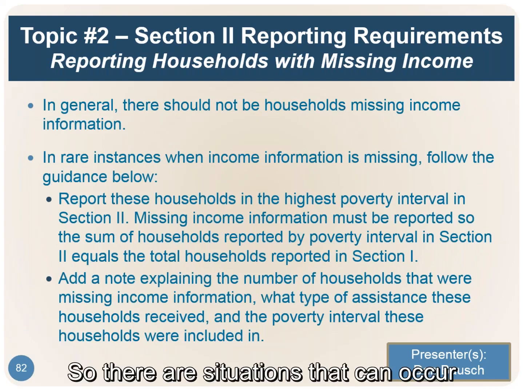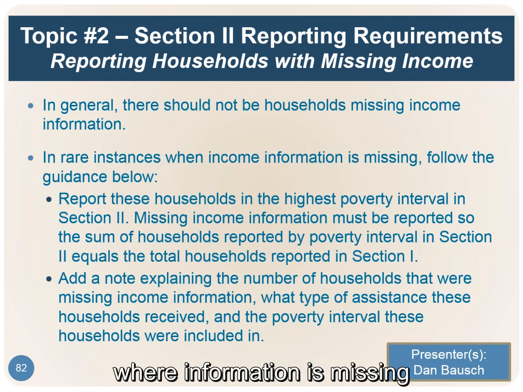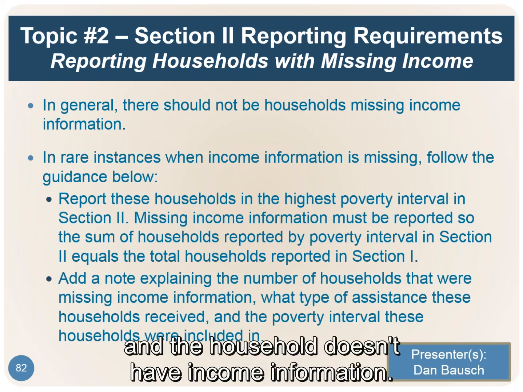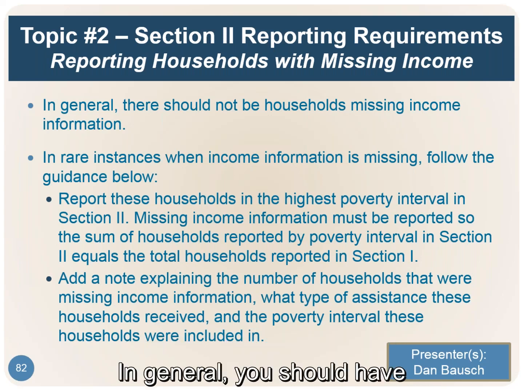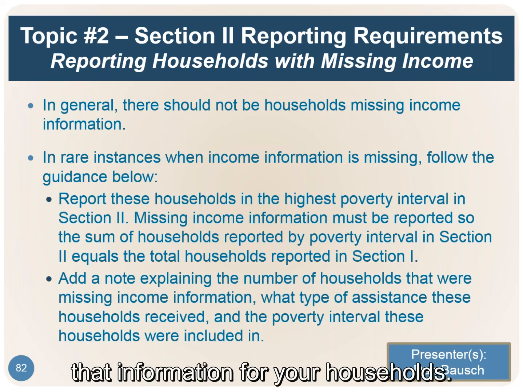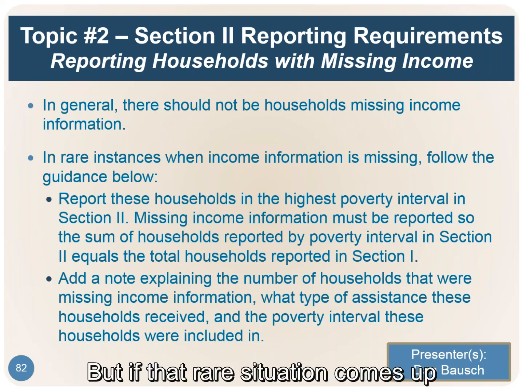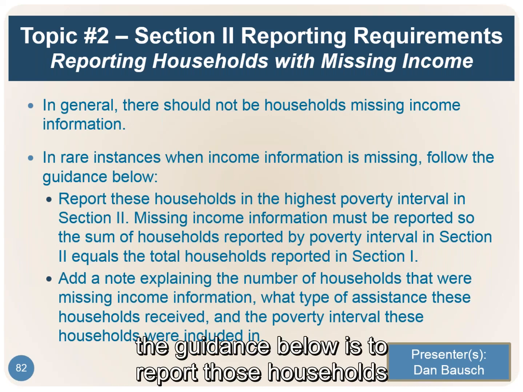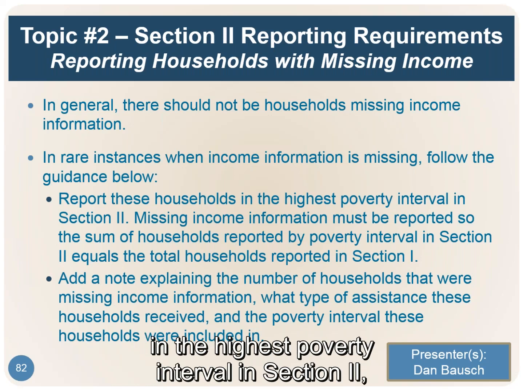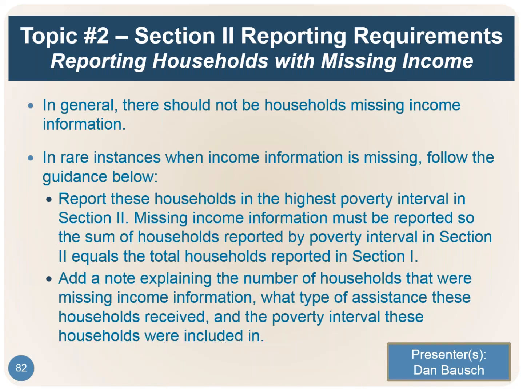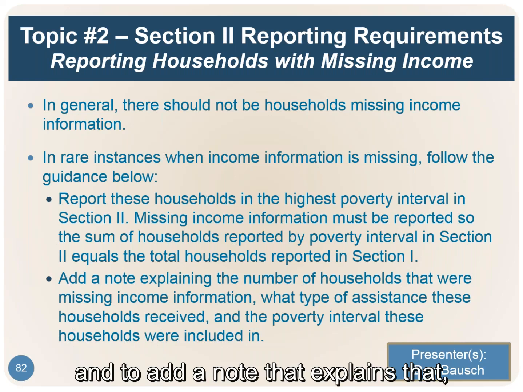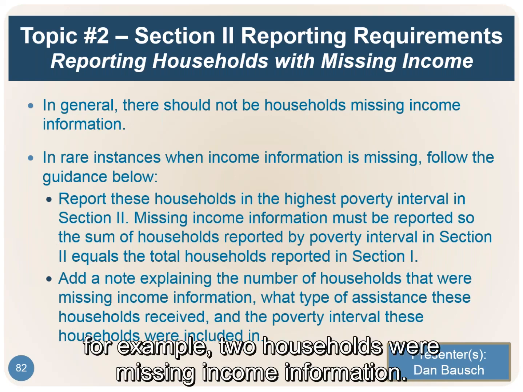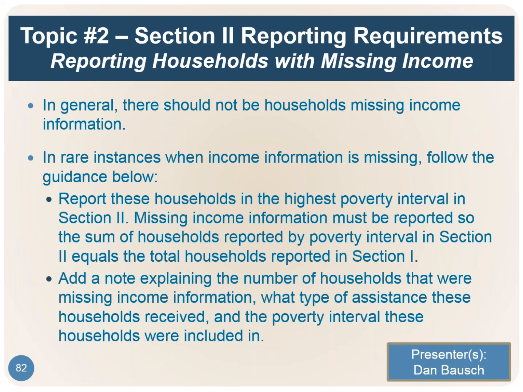So there are situations that can occur where information is missing and a household doesn't have income information. In general, you should have that information for your households. But if that rare situation comes up, the guidance below is to report those households in the highest poverty interval in Section 2, and to add a note that explains that, for example, 2 households were missing income information. Next slide.